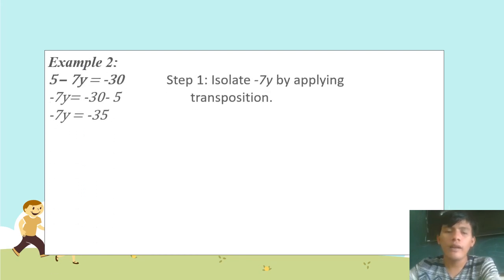Example 2. 5 minus 7y is equal to negative 30. Step 1. Isolate negative 7y by applying transposition. We'll try to use transposition. 5 will transpose to the other side. Positive 5 will turn to a negative 5. That's why negative 7y is equal to negative 30 minus 5. Negative 30 minus 5 is negative 35.